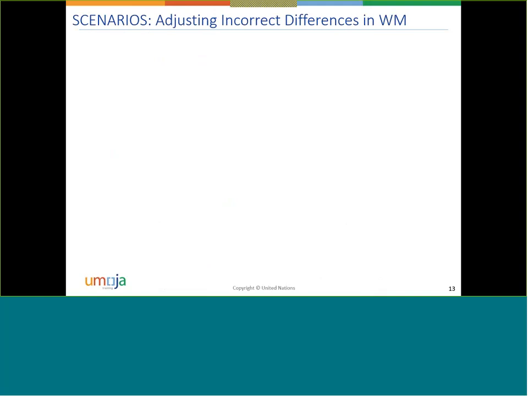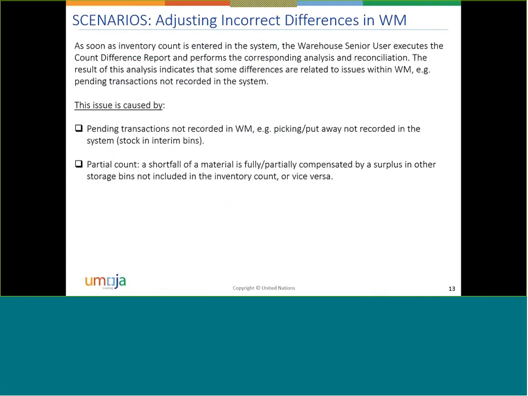So let's say we reach this point of adjusting incorrect differences in warehouse management. We see this: as soon as the inventory count is entered, the warehouse senior user executes the count difference and performs corresponding analysis and reconciliation. The result of this analysis indicates that some differences are related to issues within warehouse management, for example, pending transactions not recorded in the system. These are the types of issues that are in that user guide or job aid that I was showing you at the beginning of the session.